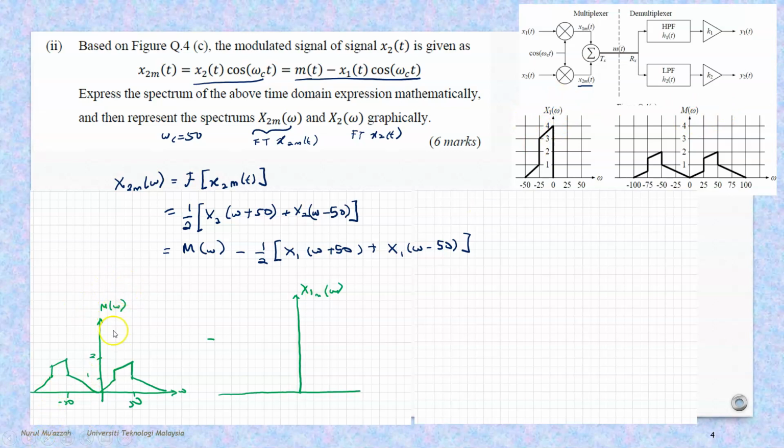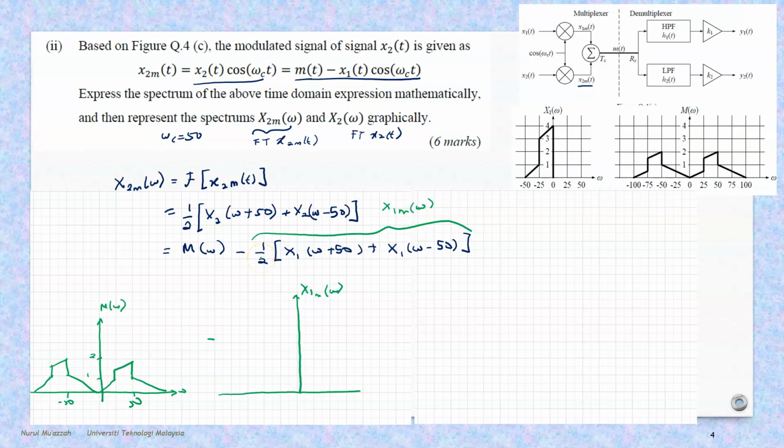So I redraw M omega here. We know that M omega is the multiplied signal and also modulated signal. And we also know that X2M omega is actually M omega minus this part. The one that I have circled here is actually X1M omega. So M omega minus this part is actually X1M omega. So we need to draw the X1M omega.